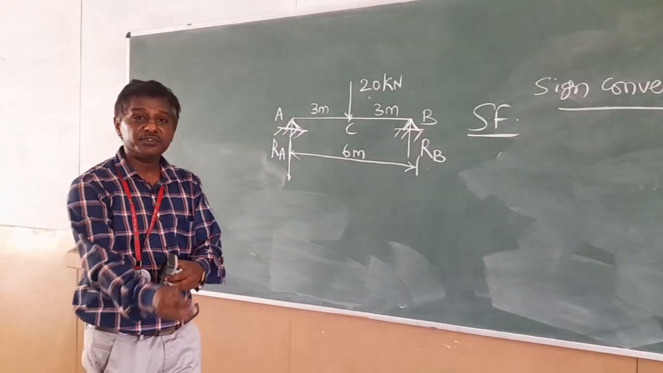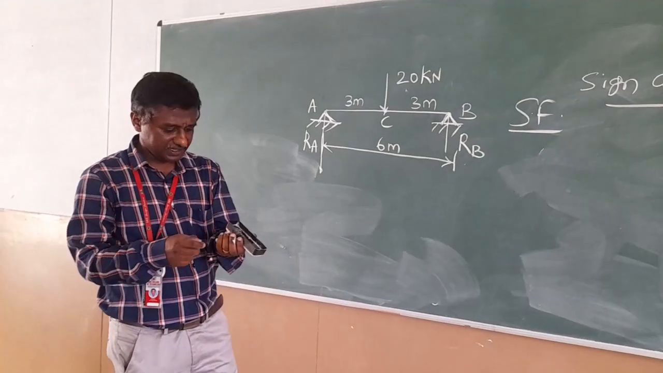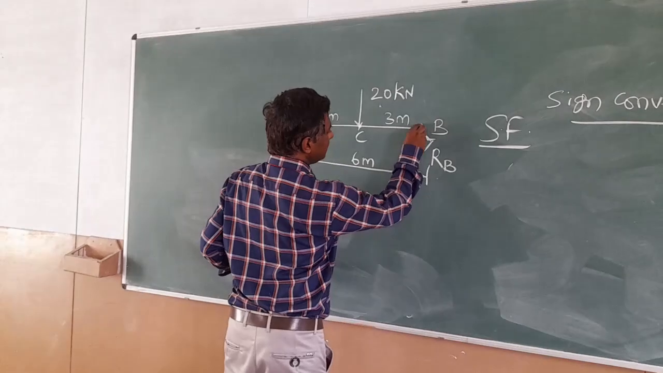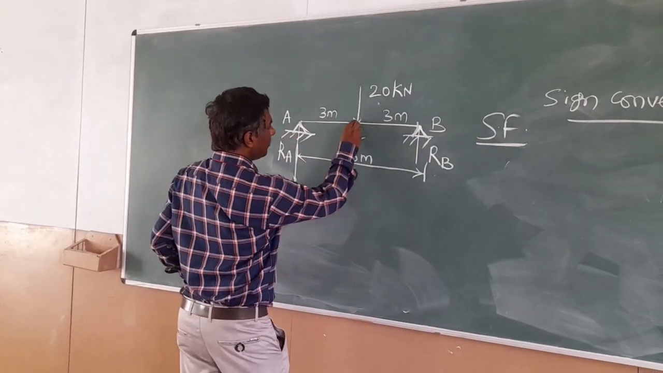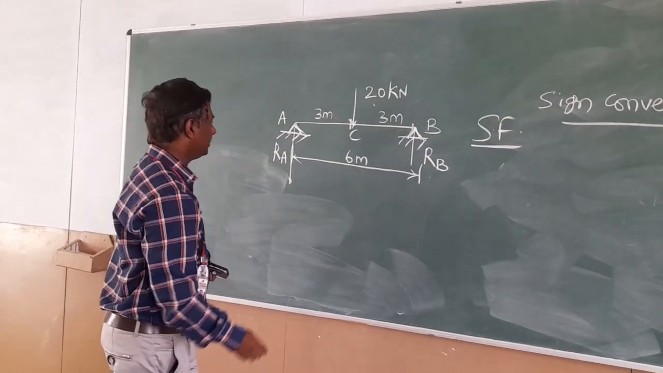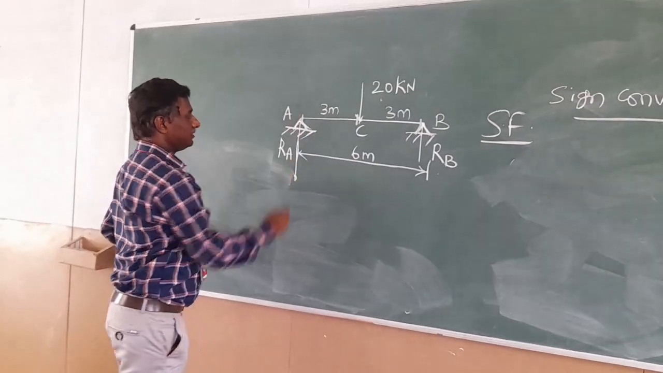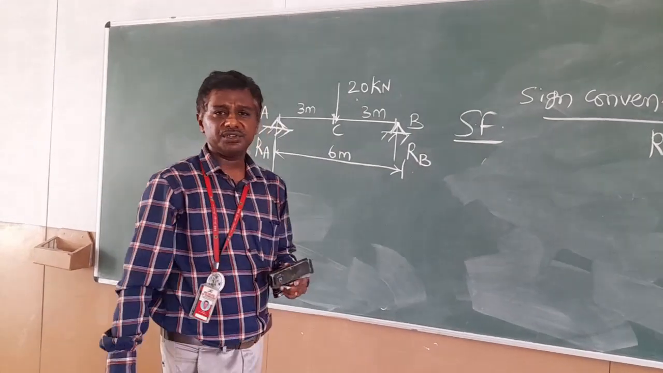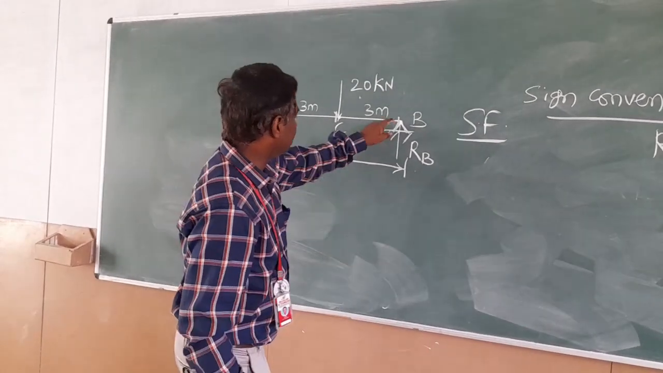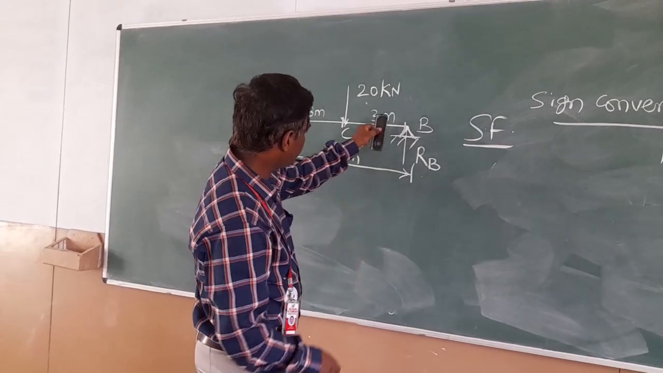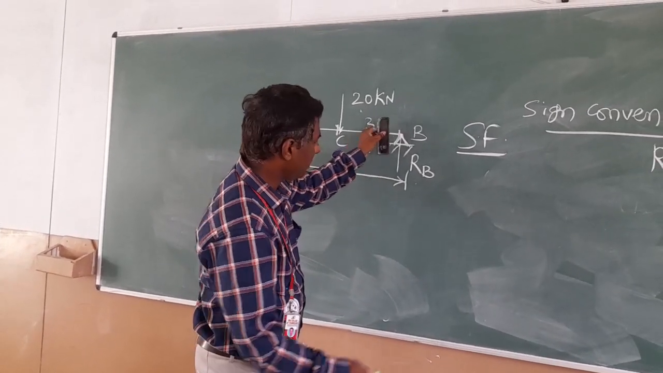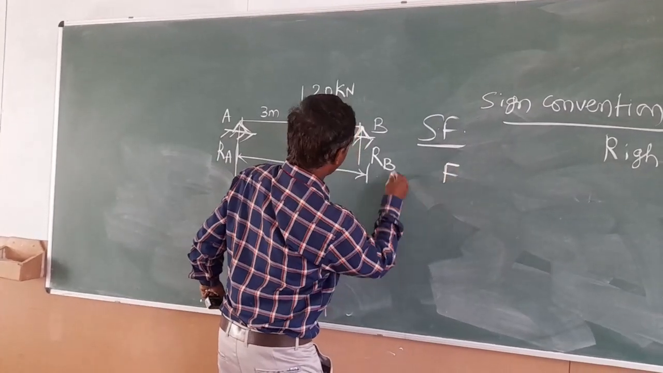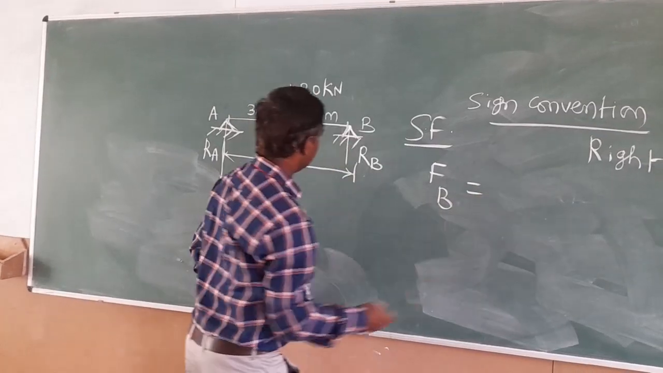Before finding the shear force at each and every point, we should have a reference point. For B, the reference point is just nearby this point. For A, this is the reference point. From the reference point, which side we are going to consider is very important. Now I am taking the shear force at point B. Let's take the shear force as F at point B. What is the value?